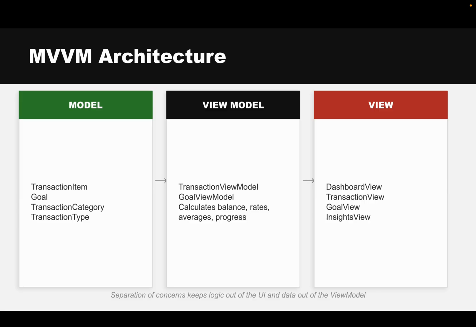The app strictly follows the MVVM design pattern. The model layer consists of two Core Data entities, TransactionItem and Goal, along with enums for transaction categories and types. The view model layer handles all the business logic. TransactionViewModel manages fetching, adding, and deleting transactions and computes values like balance, spending rate, and savings rate. GoalViewModel handles goal creation, savings tracking, and deadline calculations. The view layer displays all of this through four main screens and reusable components like StatCard and GoalCard.